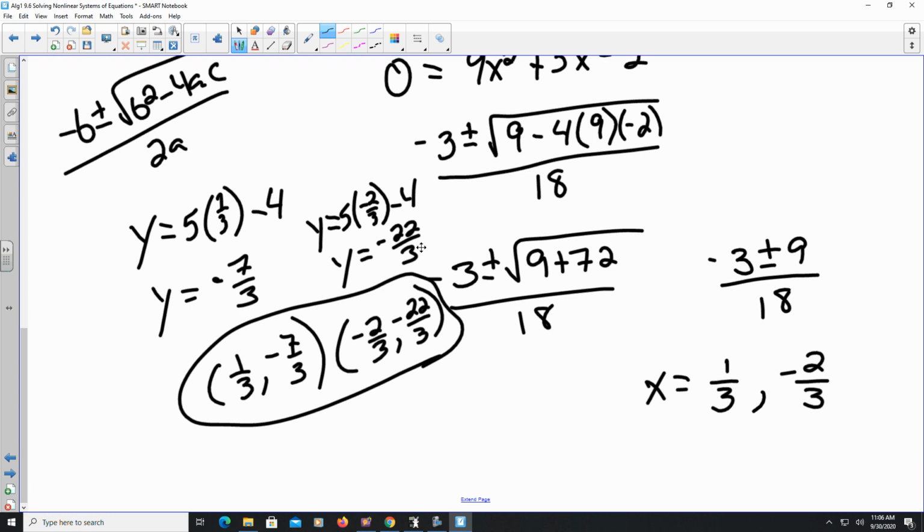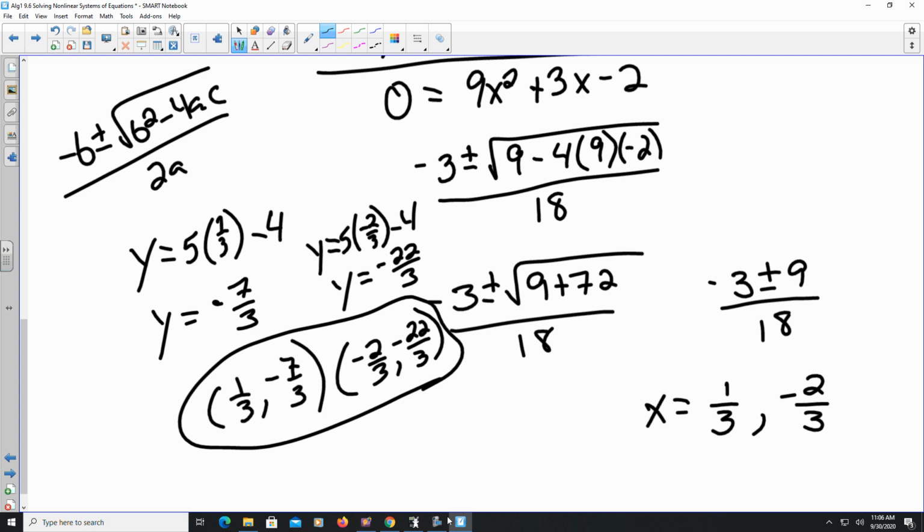And that is being able to solve nonlinear systems of equations.